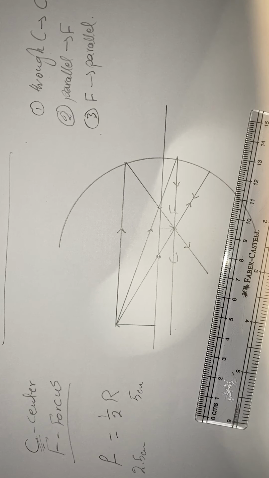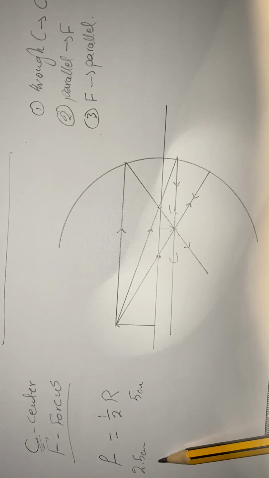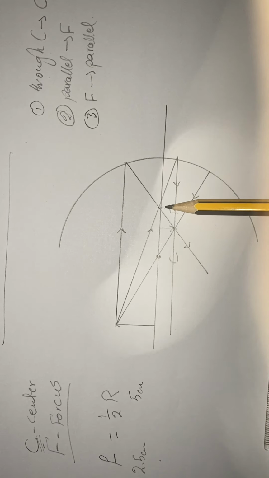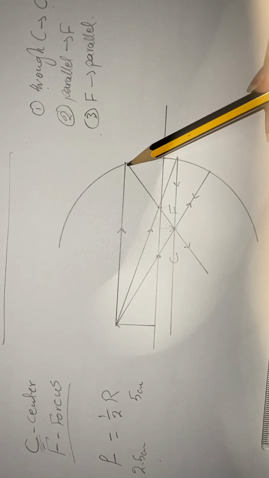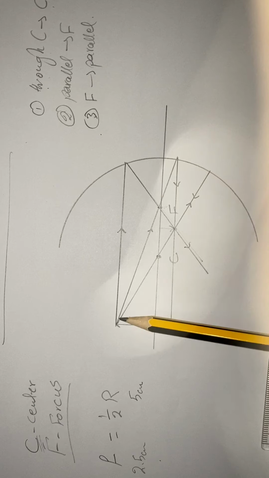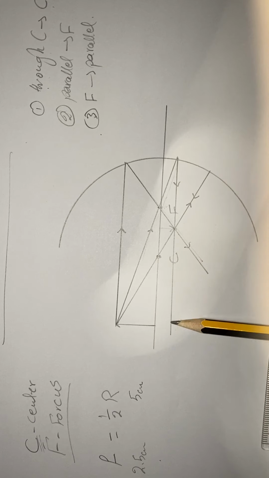Again, I'm repeating, in order to draw a curved mirror as a concave mirror, I used the protractor, which has a definite radius, which is 5. I took half of that to be the focal length, 2.5, in order to locate the focus. And there are 3 rules of drawing. First one is through C, and it goes back through C. Parallel, it goes out as if it is coming through F. And if it's coming through F, it will go out as parallel.